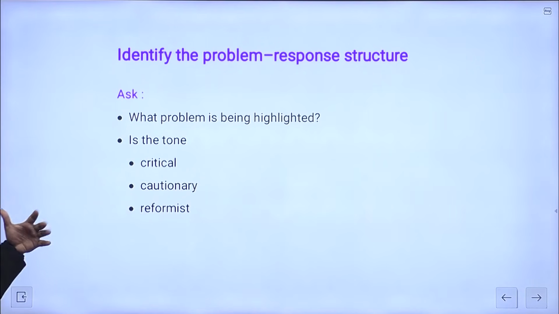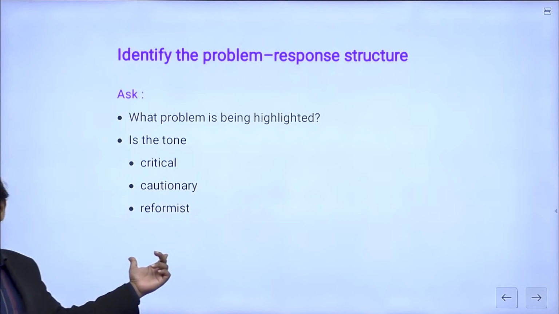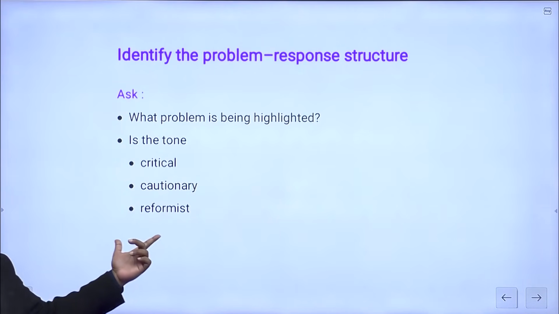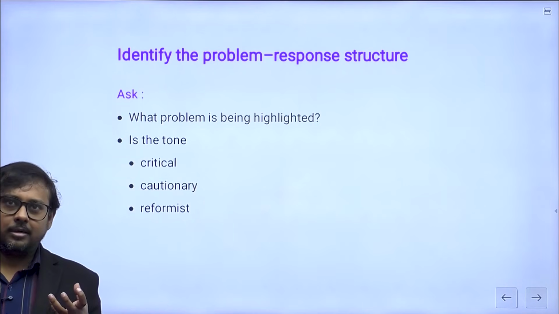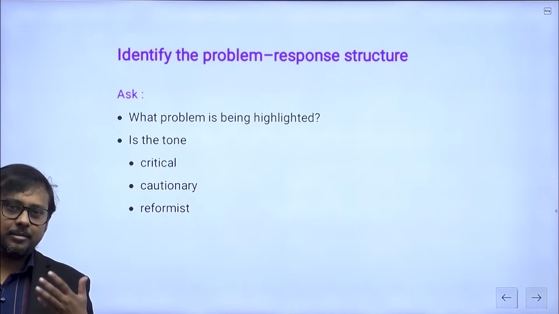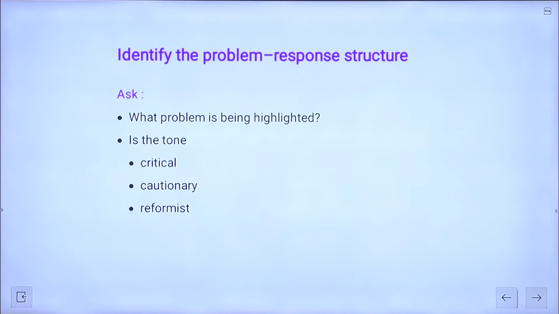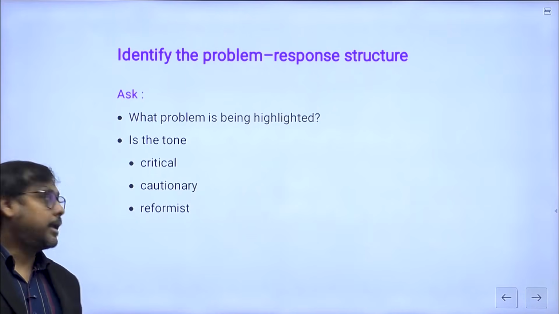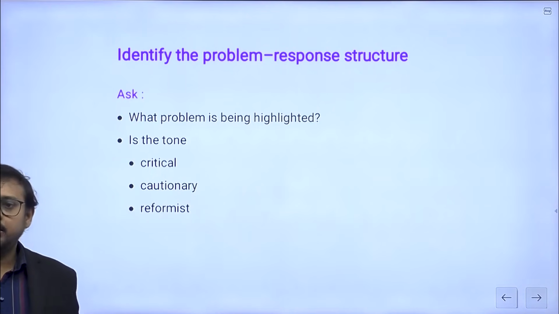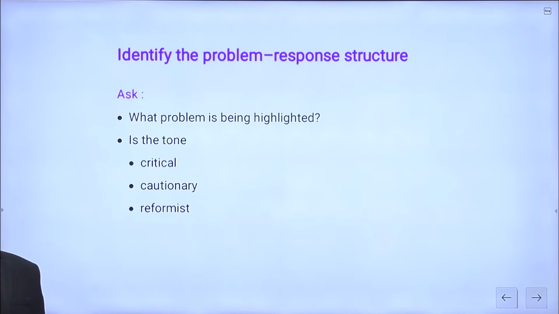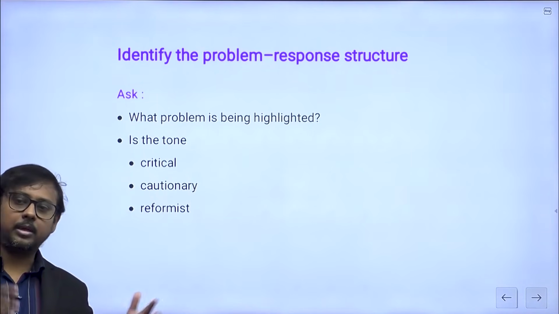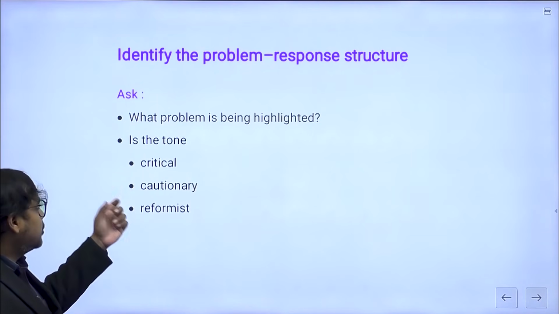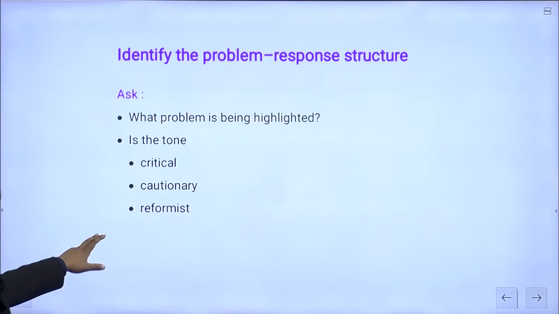So the tones are like critical, cautionary, reformist, and prescriptive. Reformist and prescriptive are the same. So critical is like the passage will be very, very negative in nature, right? Problems, right? Cautionary in the sense like it is warning. Okay, reformist and prescriptive mean that you have to take these steps. You should do this, you need to do this, right? And then there is another, analytical. Analytical will be like good and bad. It will be an interplay of good and bad. Okay. So identify the problem and then the tone.